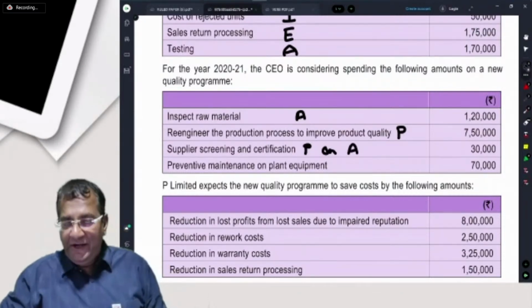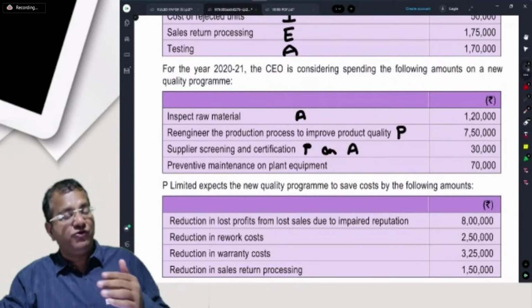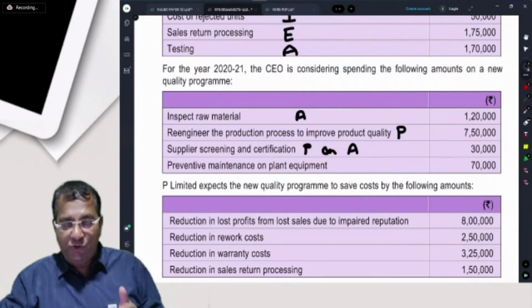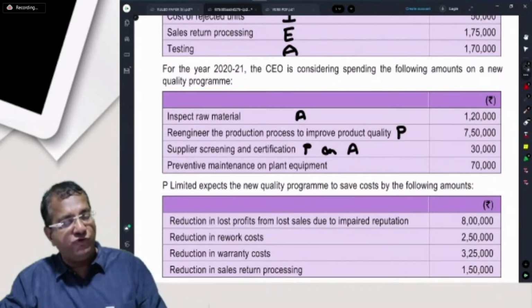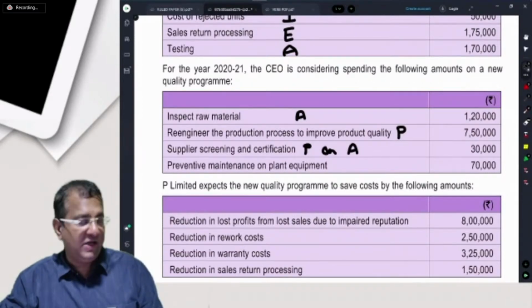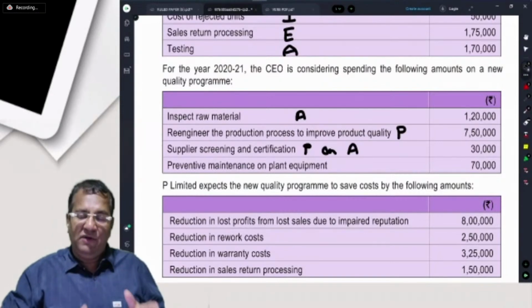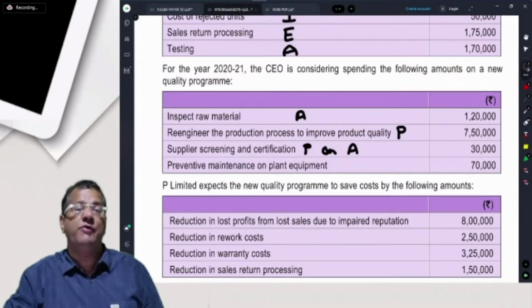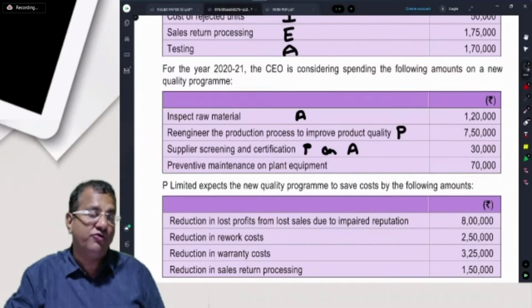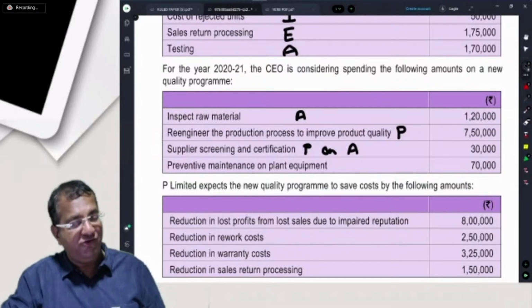It is preventive if we want to explore new suppliers and check whether they can provide raw material as per the quality norms of our company, then it will be prevention cost. But if our existing suppliers are being evaluated to check whether they have supplied us the product as per our norms or not, then it will be an appraisal cost.